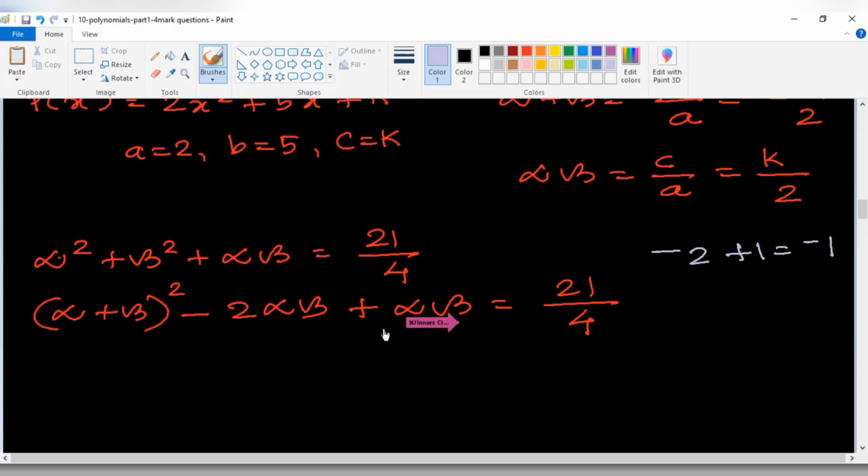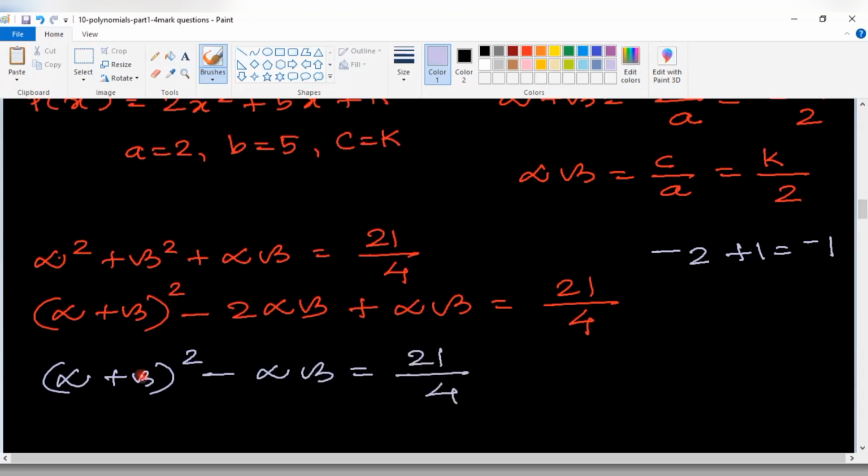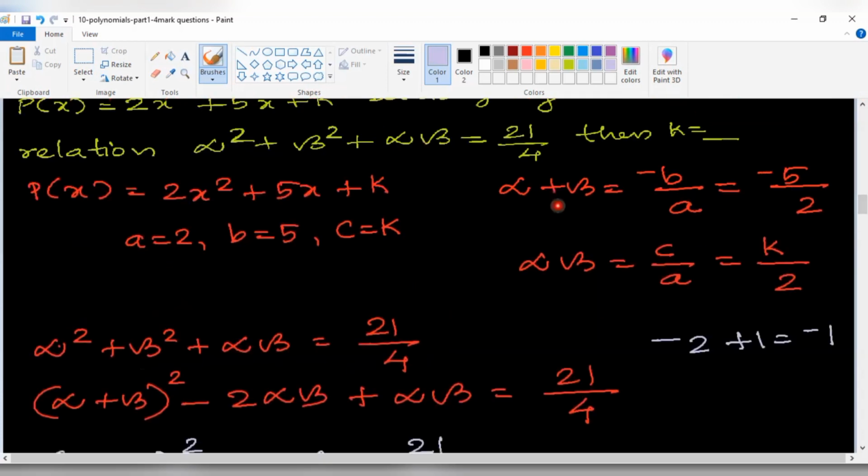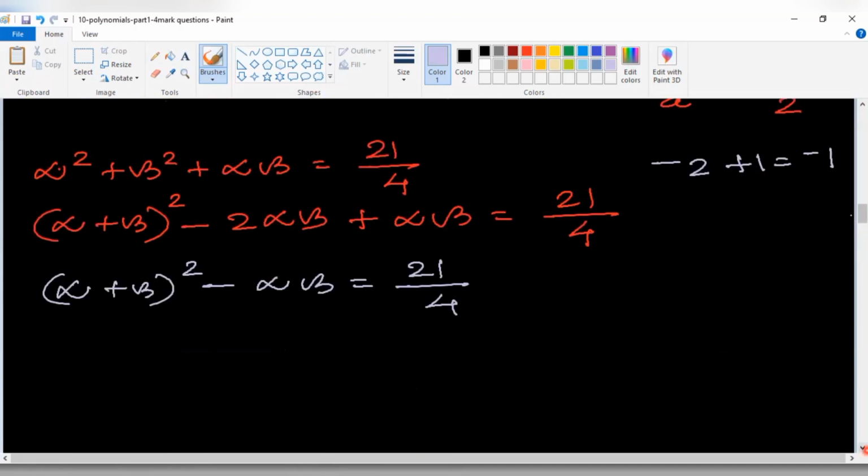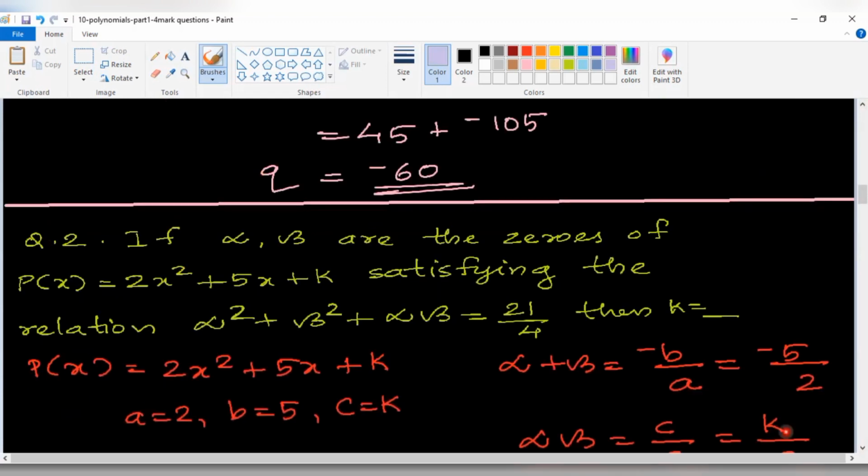Here we have a 1, normally we won't write that. Minus 2 plus 1 alpha beta, so it is minus 1 alpha beta. So we can write it as alpha plus beta the whole square minus alpha beta is equal to 21 by 4. Now we can give the values. Alpha plus beta is minus 5 by 2 and alpha beta is equal to k by 2. So in place of alpha plus beta we can give minus 5 by 2 the whole square minus alpha beta. See, alpha beta is k by 2.